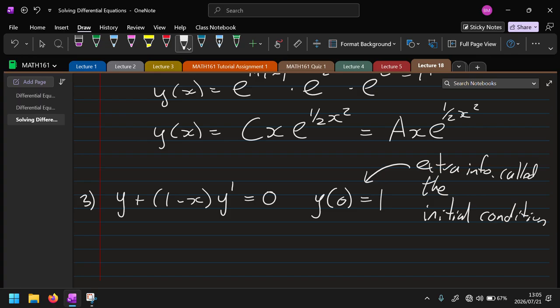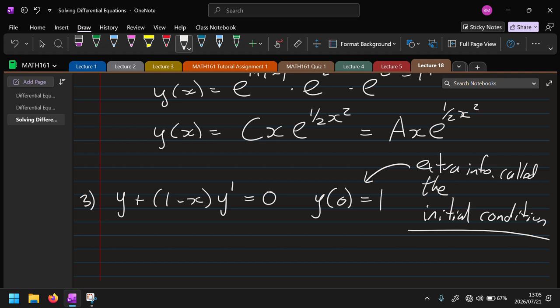We call it initial because you can think of this like physics. You know, you throw a ball, you have an initial velocity and initial position. It's whatever happens at t equals 0. Same idea. Whatever happens at x equals 0, that is your initial condition. You can think of this as like the initial position. So at t equals 0, you have an initial position. At x equals 0, you have an initial y. Exactly the same idea. So whatever that extra info, that is called an initial condition.